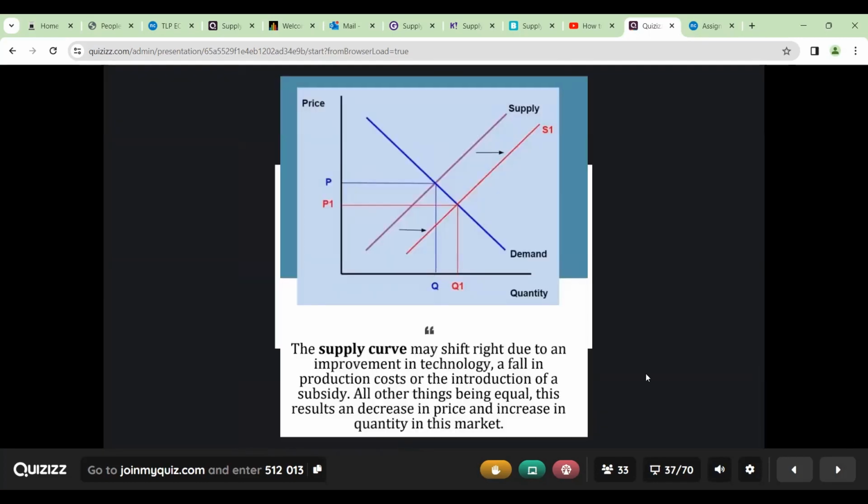So the supply curve may shift right due to an improvement in technology, a fall in production costs, or the introduction of a subsidy. All other things being equal, this results in a decrease in price and an increase in quantity in the market. In this case, you can supply more if technology improves because producers are more efficient.